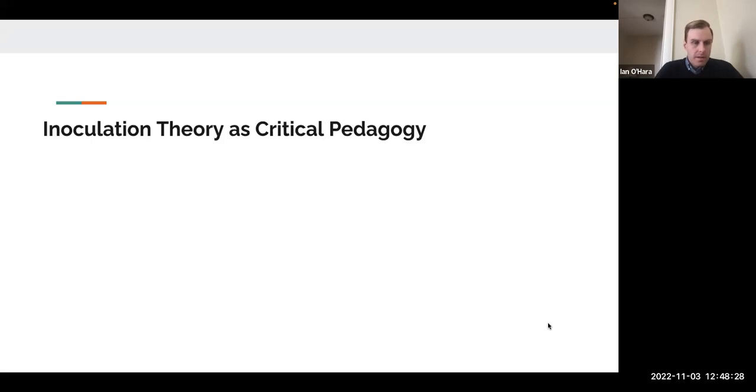So one solution that I came across related to these cognitive deficits is in the psychological literature on inoculation theory. And inoculation theory, to my mind, is actually a component of critical pedagogy that's probably called another name in critical pedagogical practice, but is very similar to what we try to do in a critical pedagogical setting.